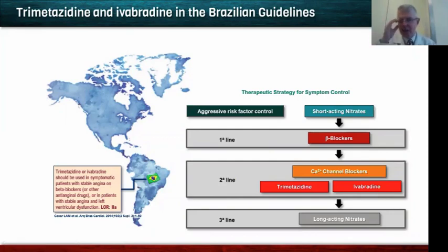The second point I'd like to make about our guidelines is that we put trimetazidine and ivabradine before considering long-acting nitrates in the algorithm for symptom control. We published this six years ago, pushing for an early use of a combination of trimetazidine with beta blockers, and in selected patients, a combination of ivabradine and beta blockers.